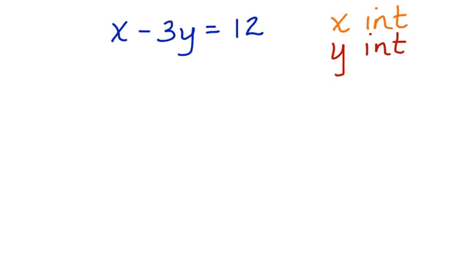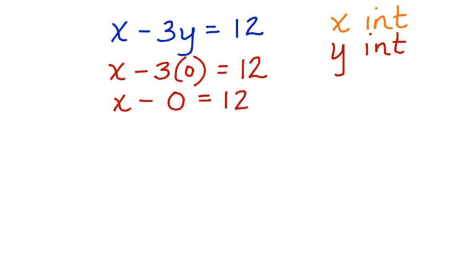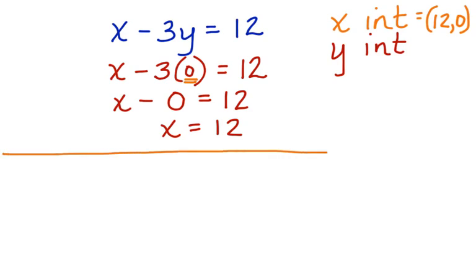To find the x-intercept, we are going to substitute 0 in for y. So we're going to say that x minus 3 times 0 equals 12. We're solving for x. x minus 0 equals 12. x equals 12. So if x equals 12, then the x-intercept is at (12, 0). Where did that 0 come from? It came from here, when we substituted 0 in for y.